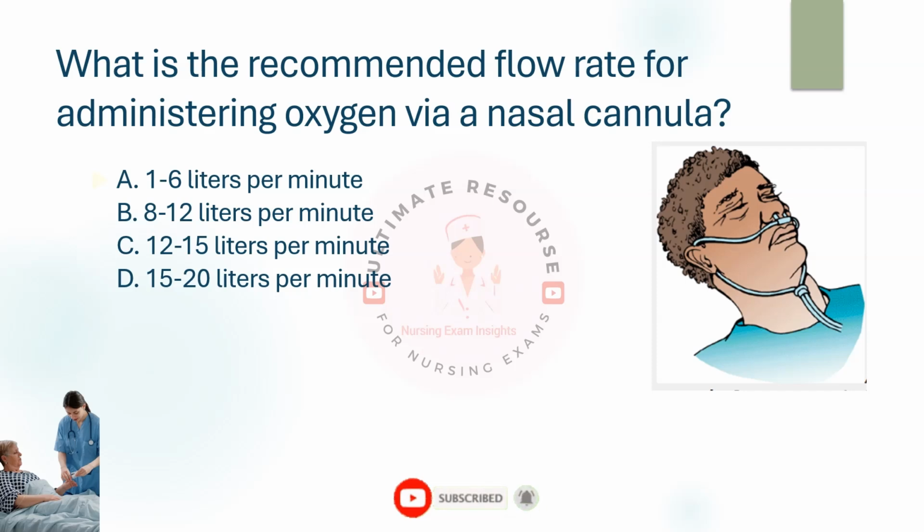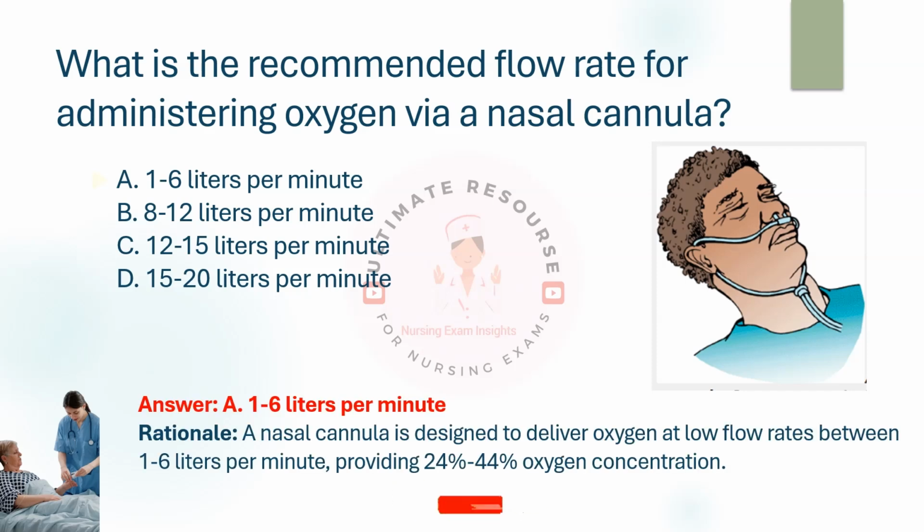What is the recommended flow rate for administering oxygen via a nasal cannula? Options are A. 1 to 6 liters per minute. B. 8 to 12 liters per minute. C. 12 to 15 liters per minute. D. 15 to 20 liters per minute. The answer is A. 1 to 6 liters per minute.